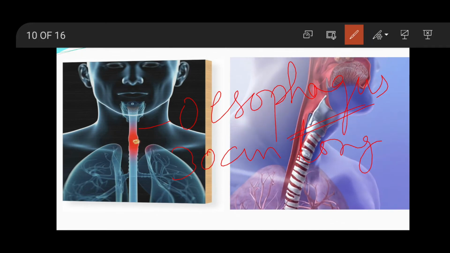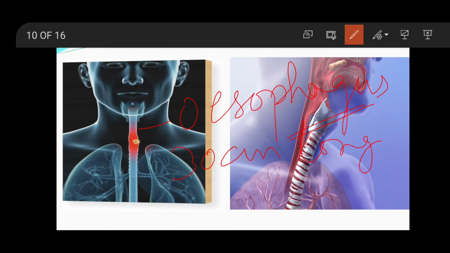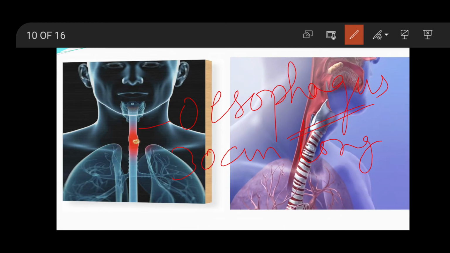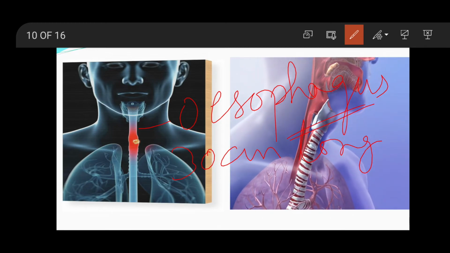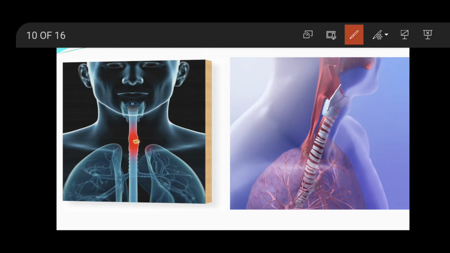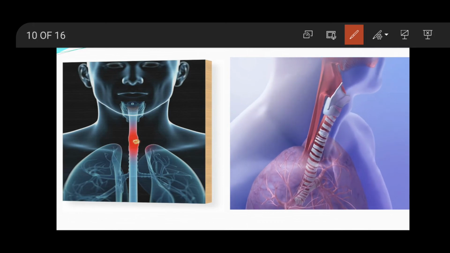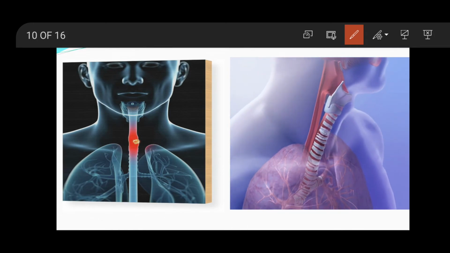It is the connecting tube between the mouth and the stomach, and it acts as a passage for the food to slide down from the mouth to a bag-like structure called the stomach. So this pipe is a muscular organ, which you can see here in the picture also. The contraction of its muscles is responsible for pushing the food down into the stomach.